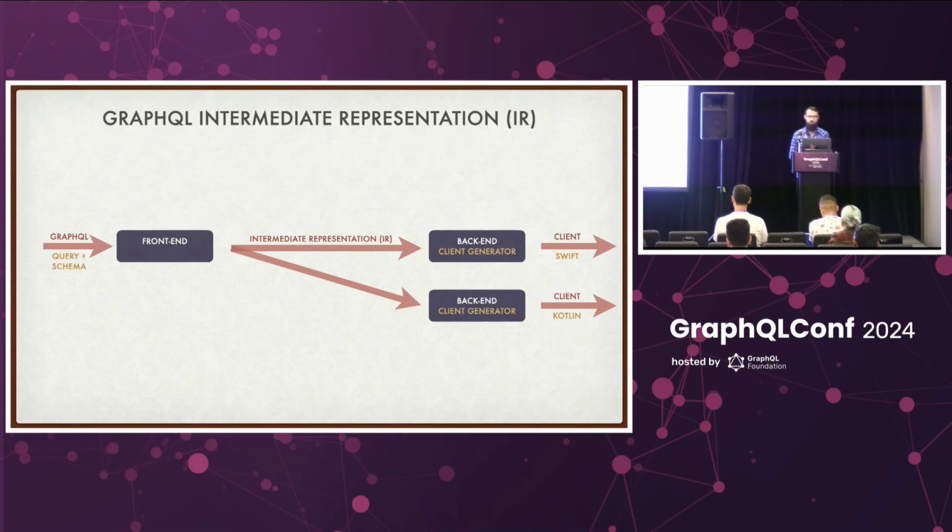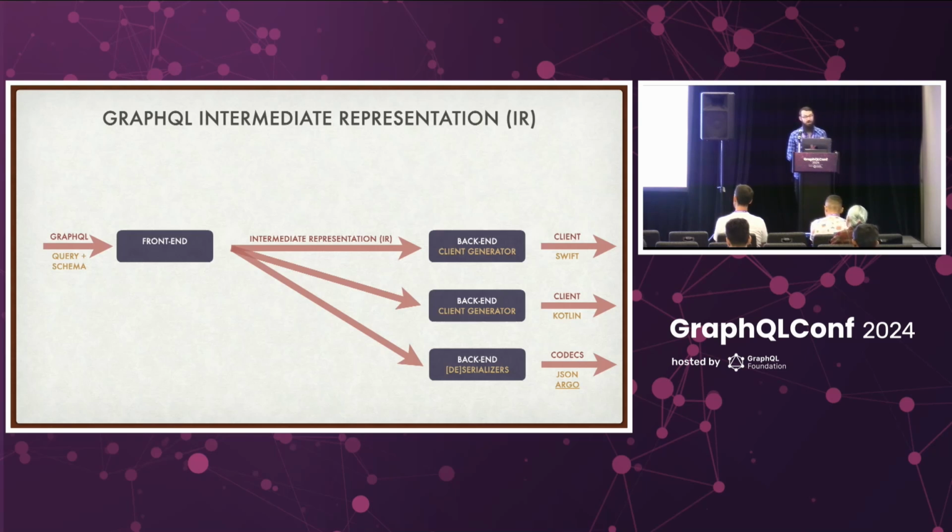Like we might want some serializers or deserializers for data formats like JSON or Argo. And you can imagine some other use cases too, maybe some metrics or error analysis, linters, that sort of thing. And we might also have some opportunities to optimize at the intermediate representation level. For example, maybe we statically skip or include fields if arguments are already known. And this gives us a pretty similar picture to what we saw with LLVM.